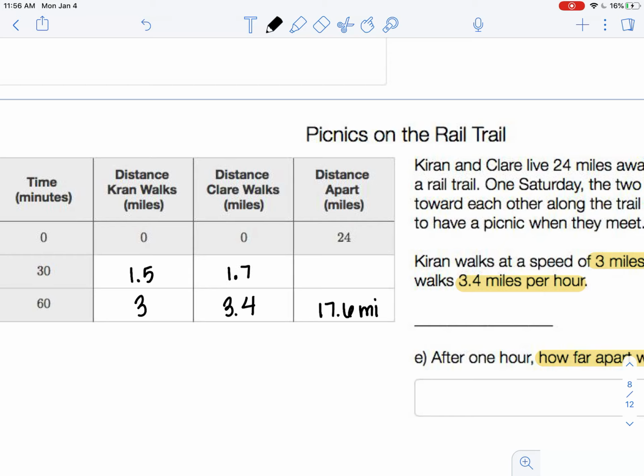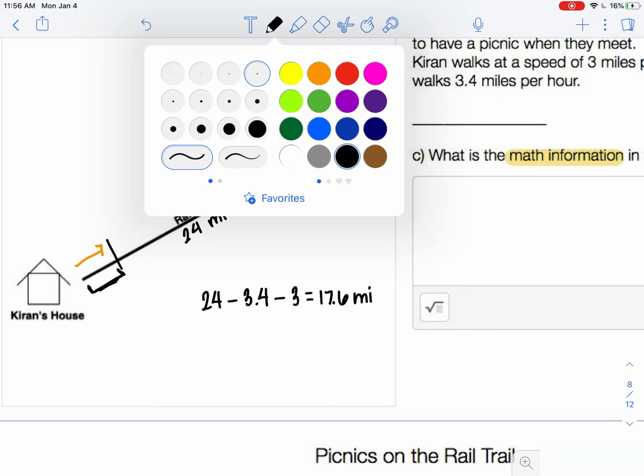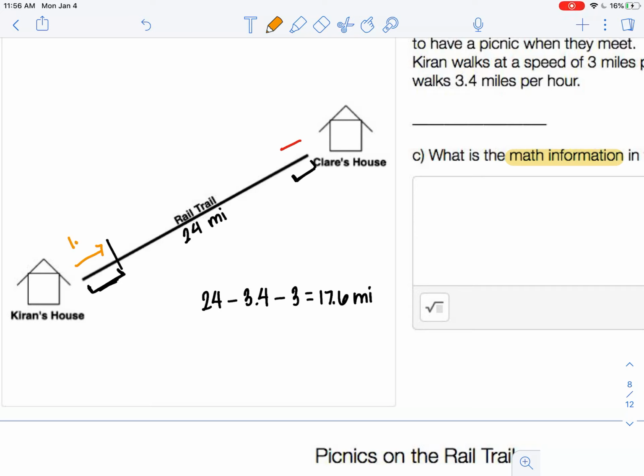is 1.7. And we would calculate their distance apart in the same way, because instead of Kieran walking 3 and Claire walking 3.4, this time we know that Kieran walked 1.5. So instead of subtracting 3, we would subtract 1.5. And we know that Claire walked 1.7. So we would subtract 1.7 instead, which would give us their new distance apart, 24 minus 1.5 minus 1.7, which is 20.8.